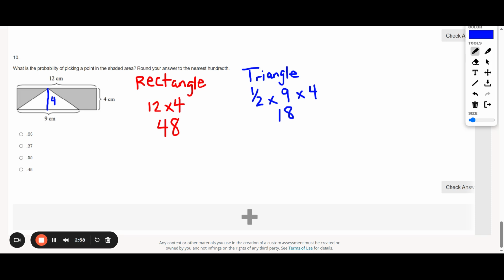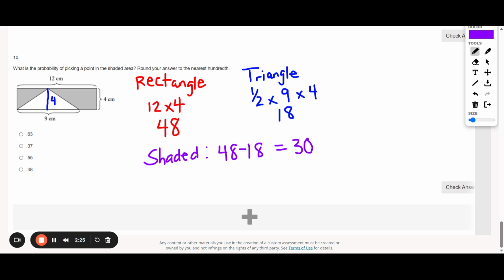Now the area of the rectangle is 48. The area of the triangle, which is not shaded, is 18. So if we want to know the area of the shaded region, the shaded part, we're going to subtract those two numbers. So for the shaded region, we're going to do 48 minus 18, which gives us that the shaded region is 30 centimeters squared for the area.